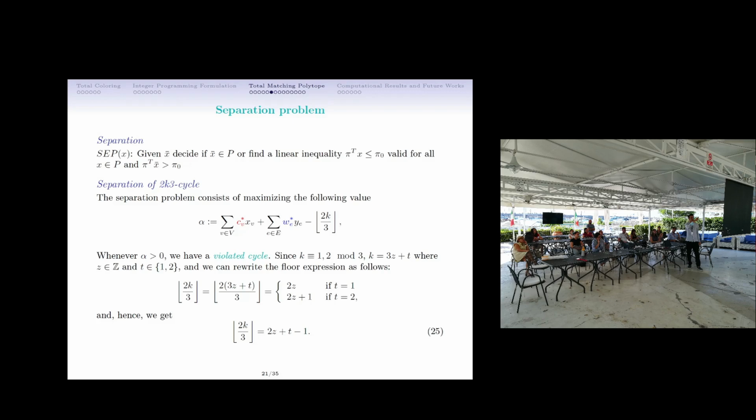And since we have a floor in that one, we want to split it into two parts, since K can be written as 3Z plus T, where T is an integer value in the set 1, 2. And so the floor one can be seen in the following form: 2Z plus T minus 1. And so we get that.